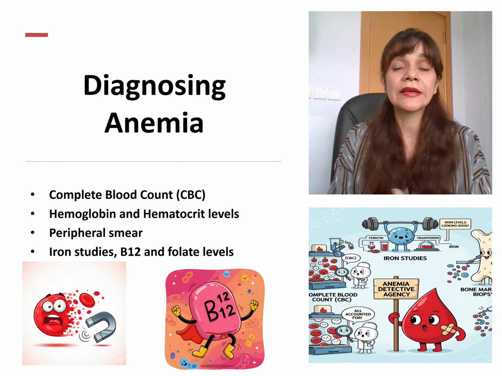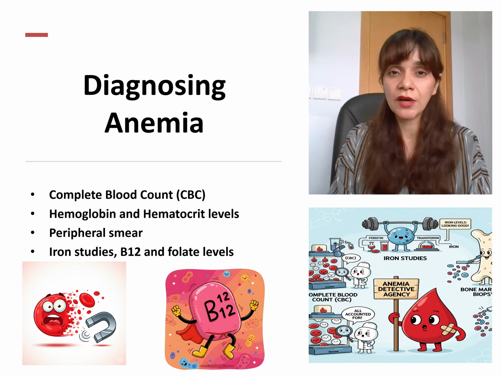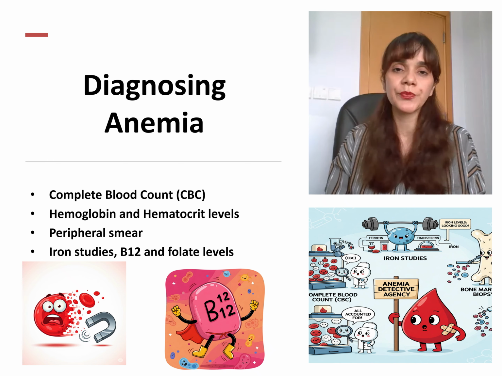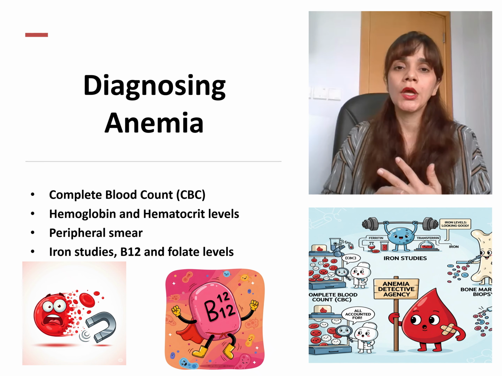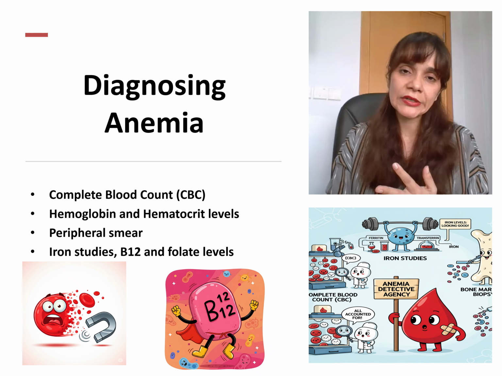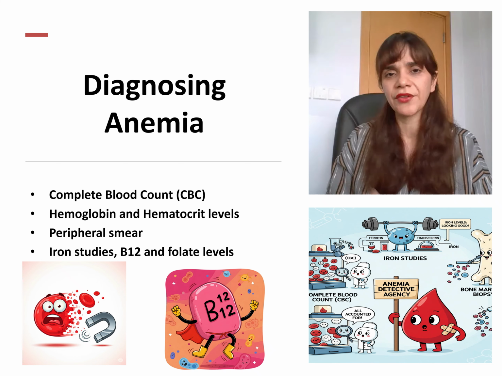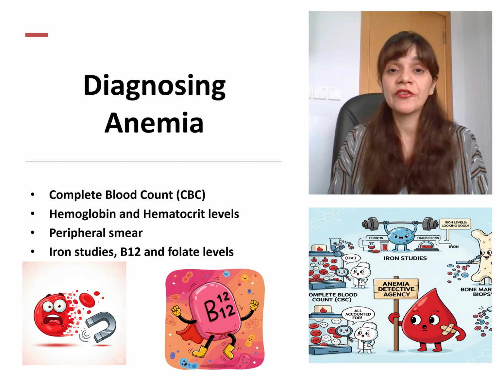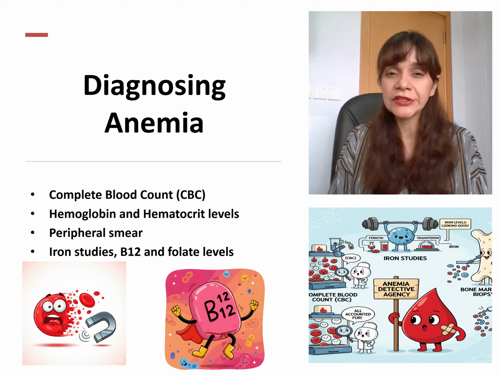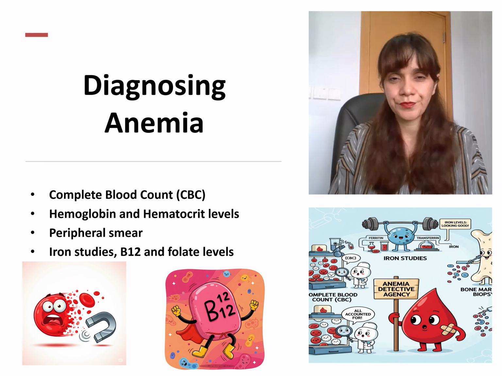If we are thinking about hemolytic anemia, we will ask for things like peripheral blood smear or hemoglobin electrophoresis, G6PD test, reticulocyte count, and many other things. If we are thinking about anemia of chronic disease, we will look for the underlying disorder.